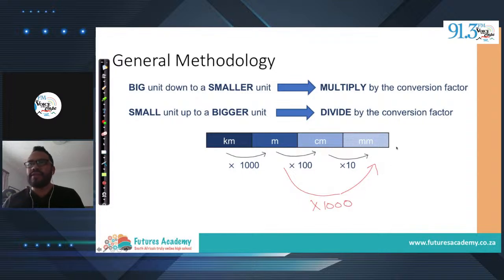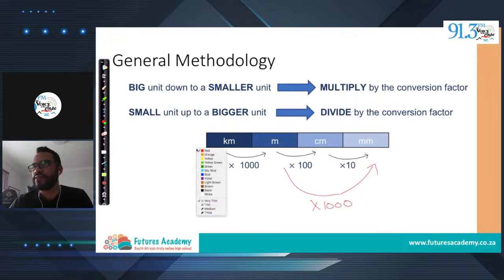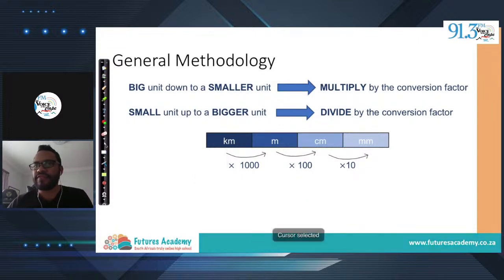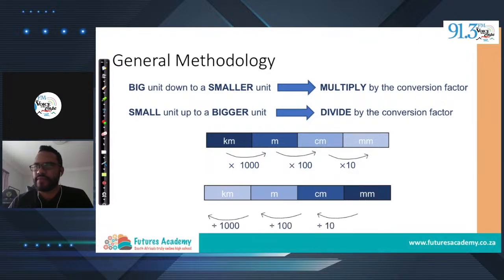So to sum up this slide, big unit to smaller unit, I'm going to multiply. From small unit to bigger unit, I'm going to divide. Let's just clear that and move forward. Then when we go from the smaller unit to the larger units, we will divide. If you remember the first rule, just remember you swap it around: big changes to small, small goes to bigger, and multiply changes to divide.